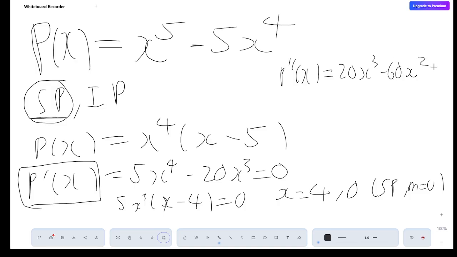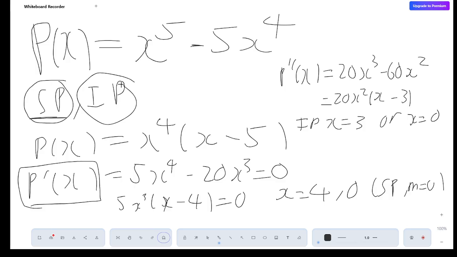20x^3 minus 60x^2, right? Now you factor it out, 20x^2(x minus 3), right? And therefore, we have an inflection point at x equals 3 or x equals 0. These are our inflection points. So this is just the basic geometrical applications of calculus, finding the stationary points and the inflection points. So now you found the x-coordinates of these, we can try to graph the function now. We have our x-intercepts, we have our first and second derivative calculated.